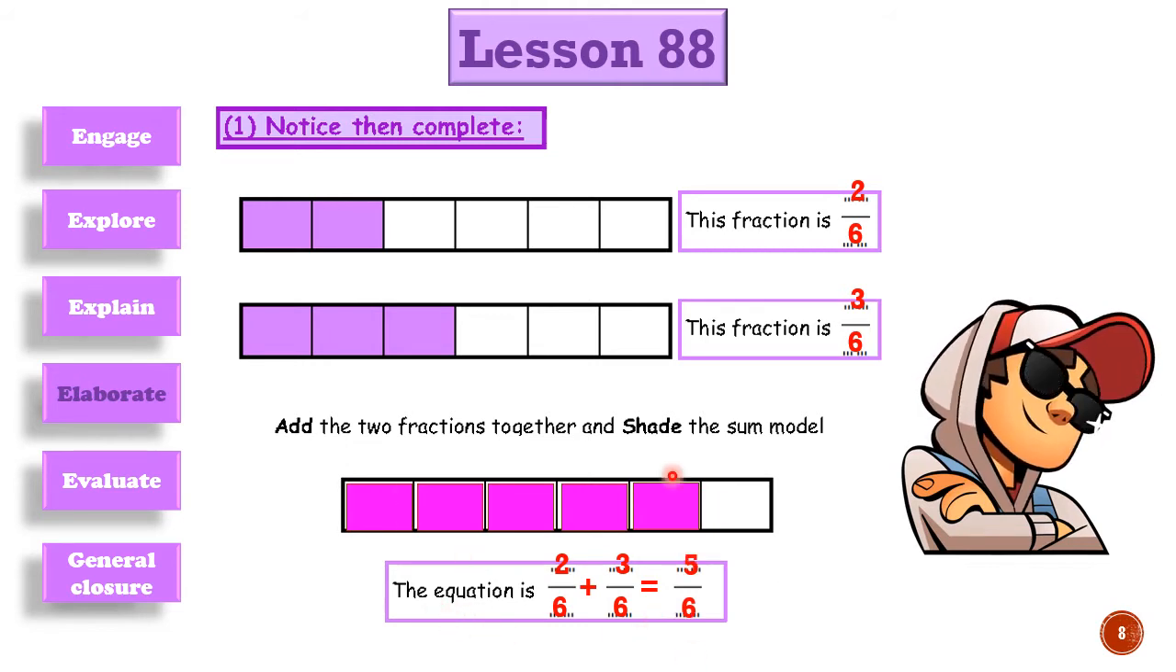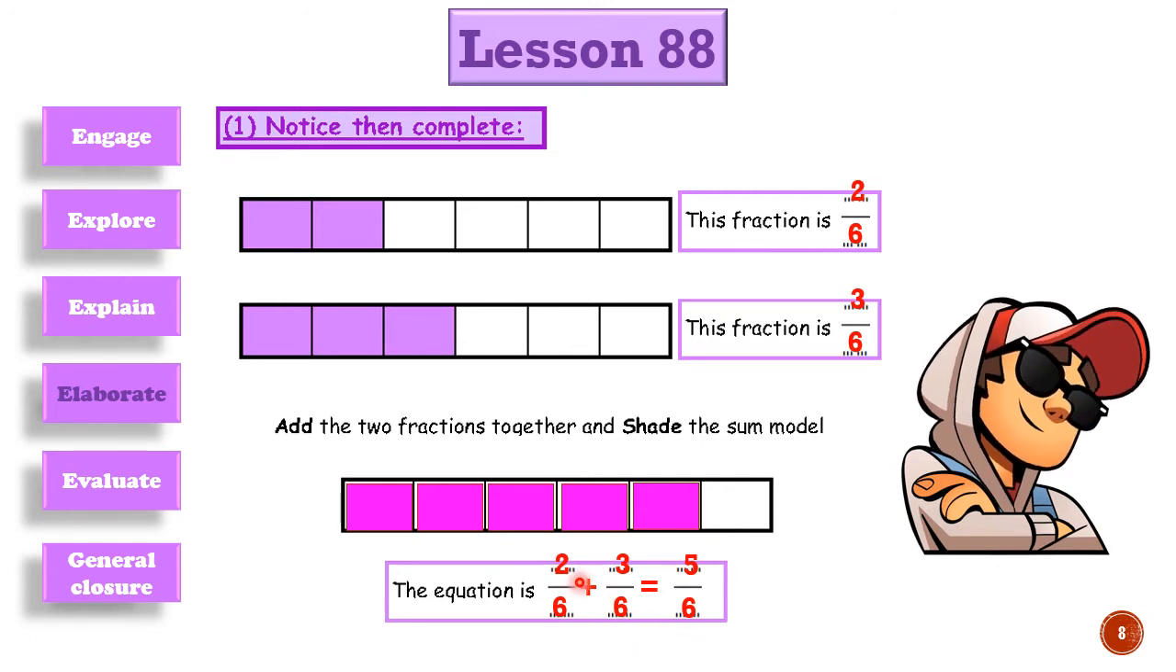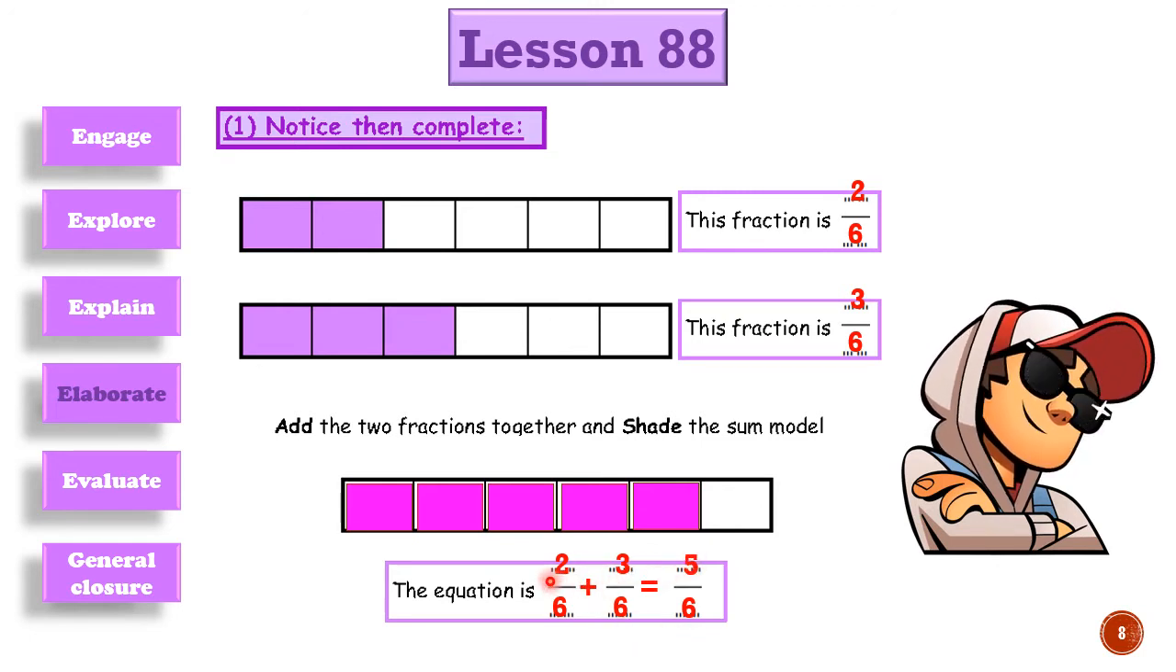What did you notice here? Yes, the denominator stays the same. Here we have 6, 6, 6. We didn't add the denominators, but we add the numerators only. Here 2 plus 3 equals 5. Good job.